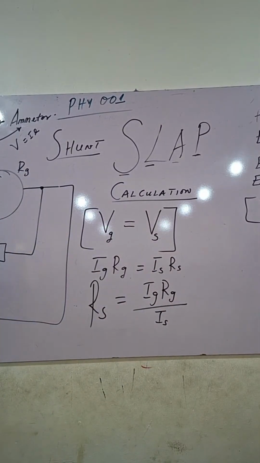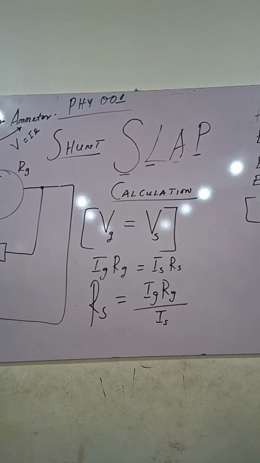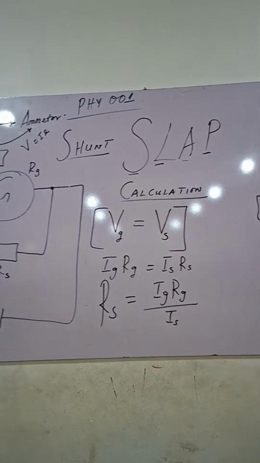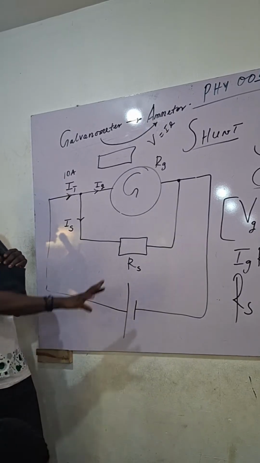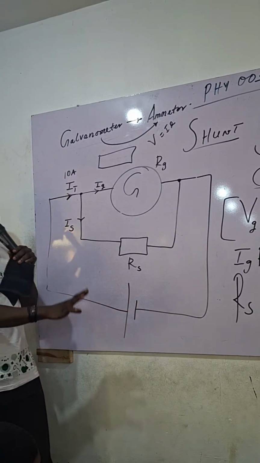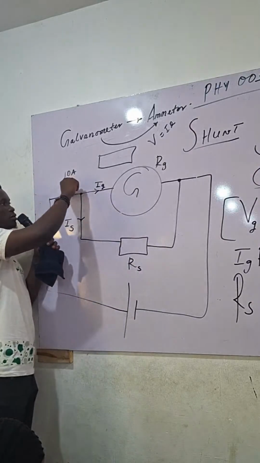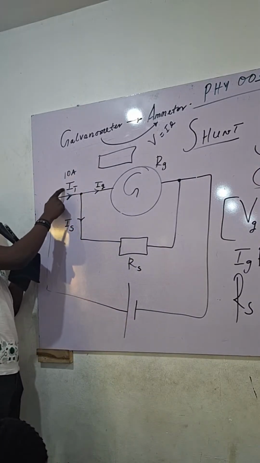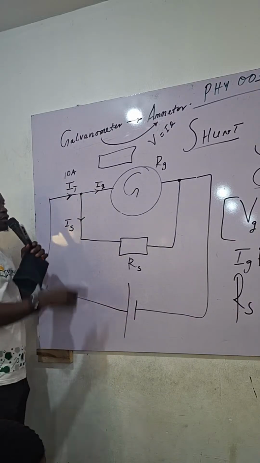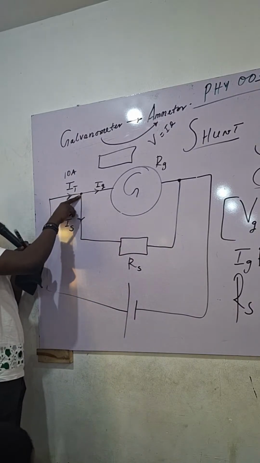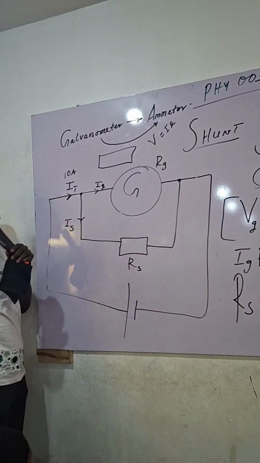Now, the formula does not stop there. Because if you don't know this one, IT, then why are you converting? So your formula does not stop here. They will give you IT. Now, this total current IT is going to be equal to, according to Kirchhoff's first law, the current entering will be equal to what? The current going out.